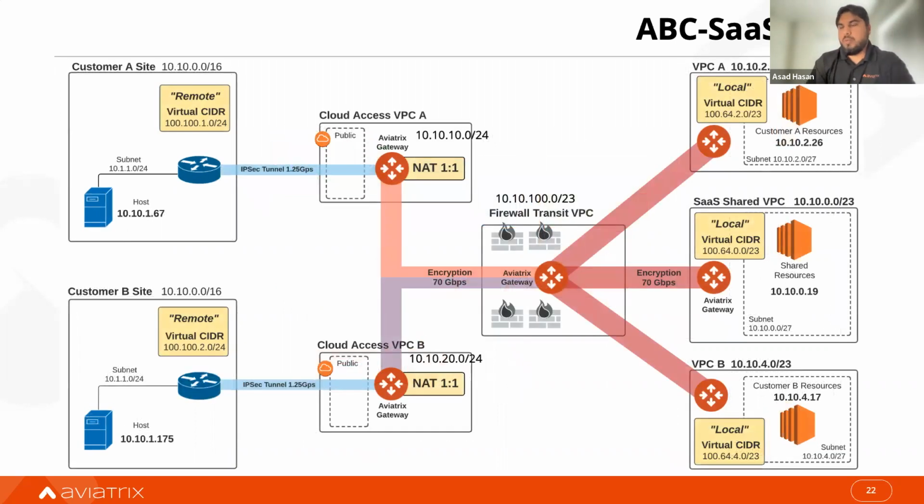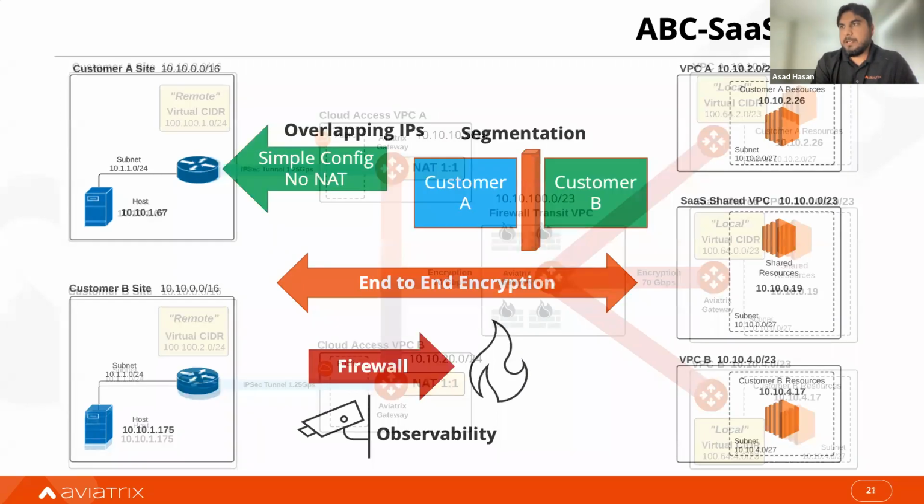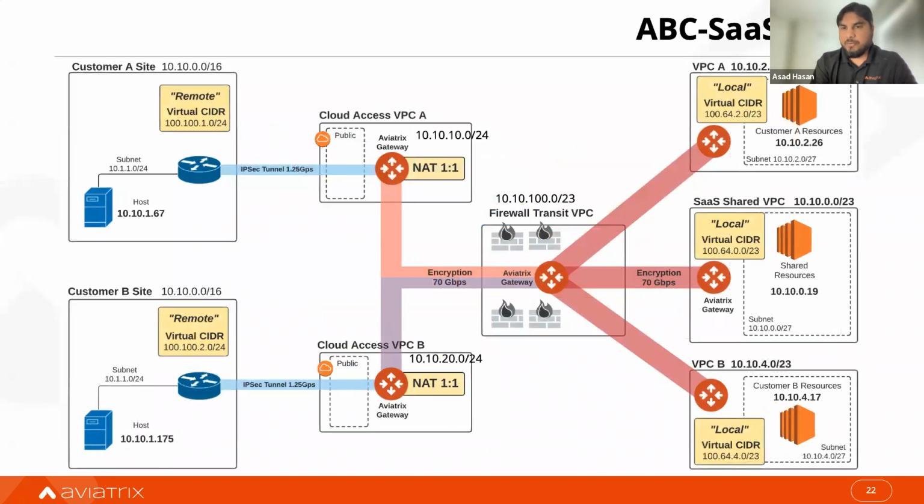All right, now with this architecture and these requirements, let's build an architecture with the help of Aviatrix. In the middle, first of all, we have Cloud Access VPC A. You can think of it as a landing VPC where we're going to terminate our connections. At the moment, we are considering an IPsec tunnel. Customer A is using a router that supports IPsec. We terminate an IPsec tunnel from this site to an Aviatrix gateway in a landing VPC, or you can call it an onboarding VPC.